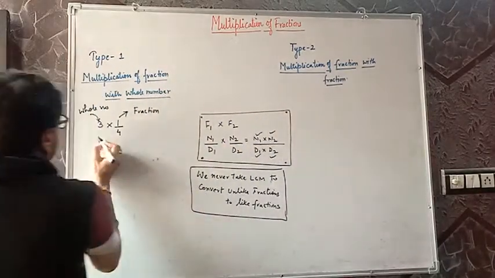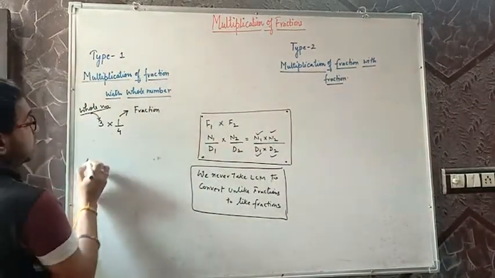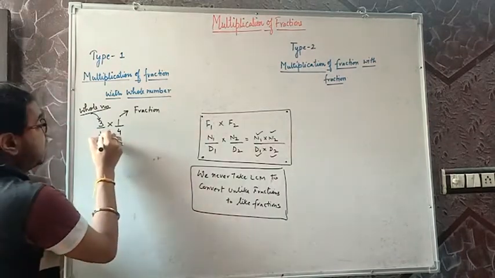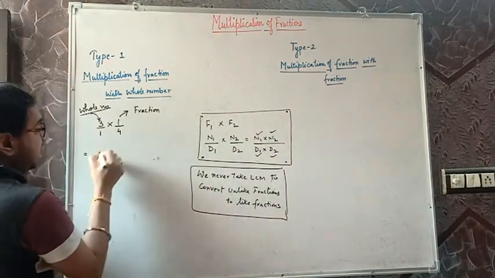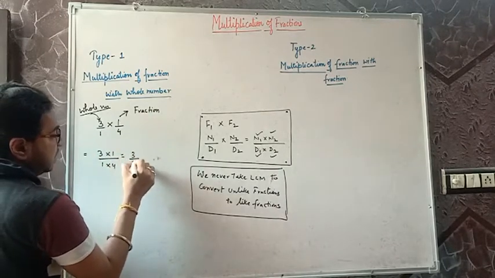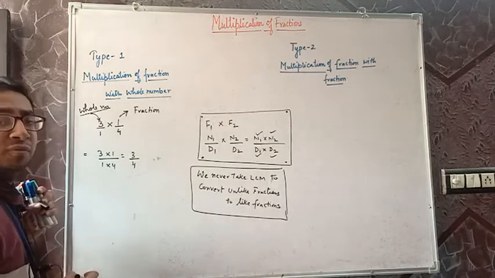Clear? So what we will do here: whole number, as I told you earlier also, whenever there is a numerator but there is no denominator, the denominator is always 1. So therefore 3 into 1, 1 into 4, what is the answer? The answer is 3 by 4. Are we clear? Simply we have to do like this.